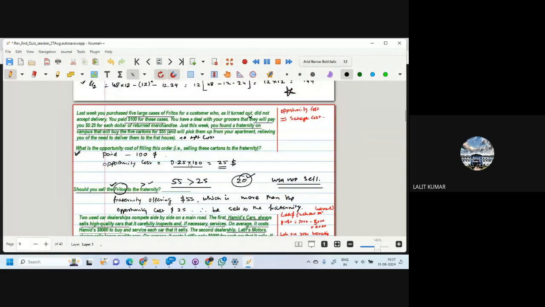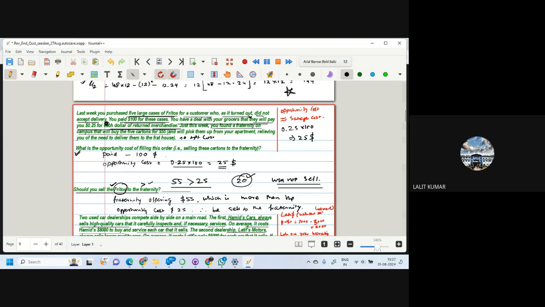Now this was the question, the Fritos question we had covered, opportunity cost. Suppose you purchase 5 large cases of Fritos for a customer who, as it turned out, did not accept delivery. You paid $100 for these cases. You have a deal with your grocers that they will pay 0.25 or 25 cents for each dollar for returned merchandise. So this becomes your opportunity cost. Like if you have not been able to sell, so 25 into 100 cents, this is 0.25. So $25 is the opportunity cost.